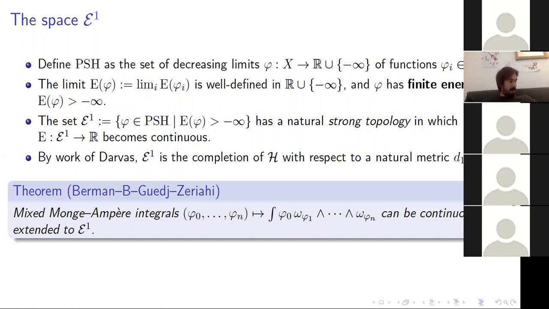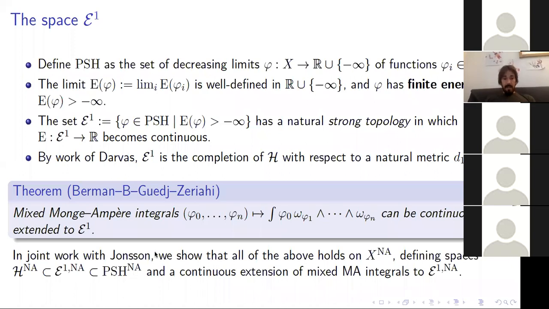So in the usual pluripotential setting, the continuity properties of Monge-Ampère operators are a bit tricky. You only get continuity along monotonic sequences. And here with this correct topology, you get in fact continuity in a natural way. So you get a good continuous extension of the mixed Monge-Ampère operator and mixed Monge-Ampère integrals to the whole space E1.